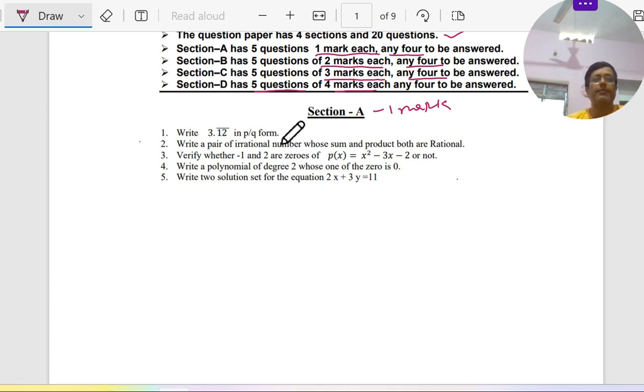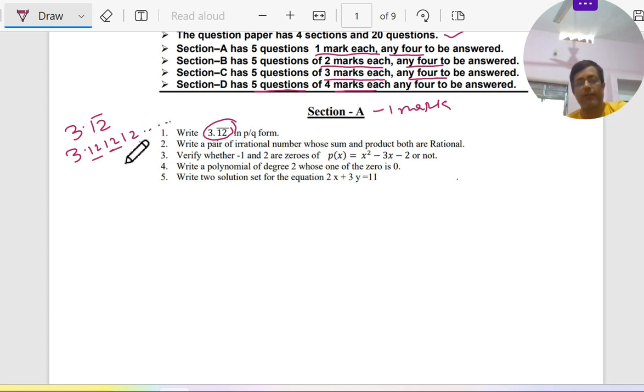So here the first question is given: write 3.̵12 in which 1 2 is recurring, in p by q form. So what is the meaning of this? The meaning is 3.12, 1 2, 1 2. This is a cycle of numbers, 2 digits that are being repeated. That means this is a repeating rational number, where 2 digits are being repeated. In this type of question, there is a proper long process.